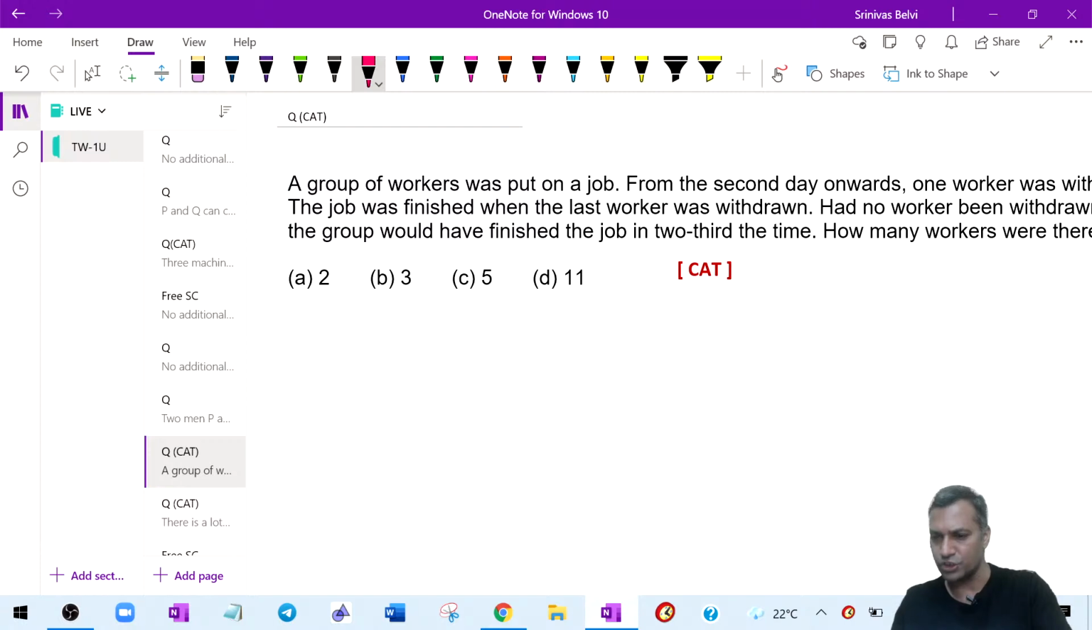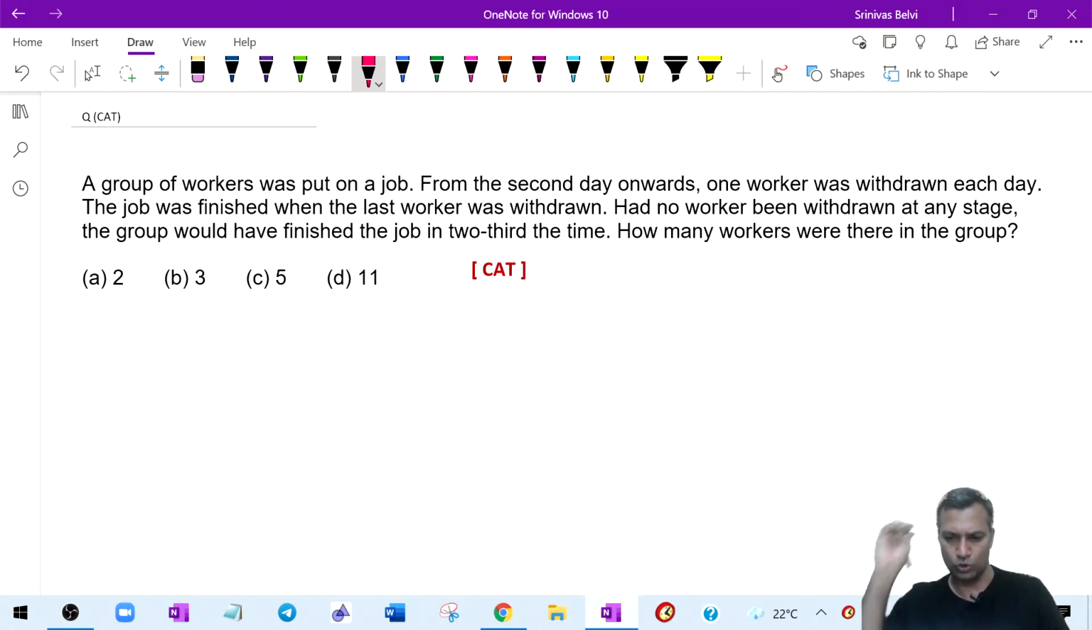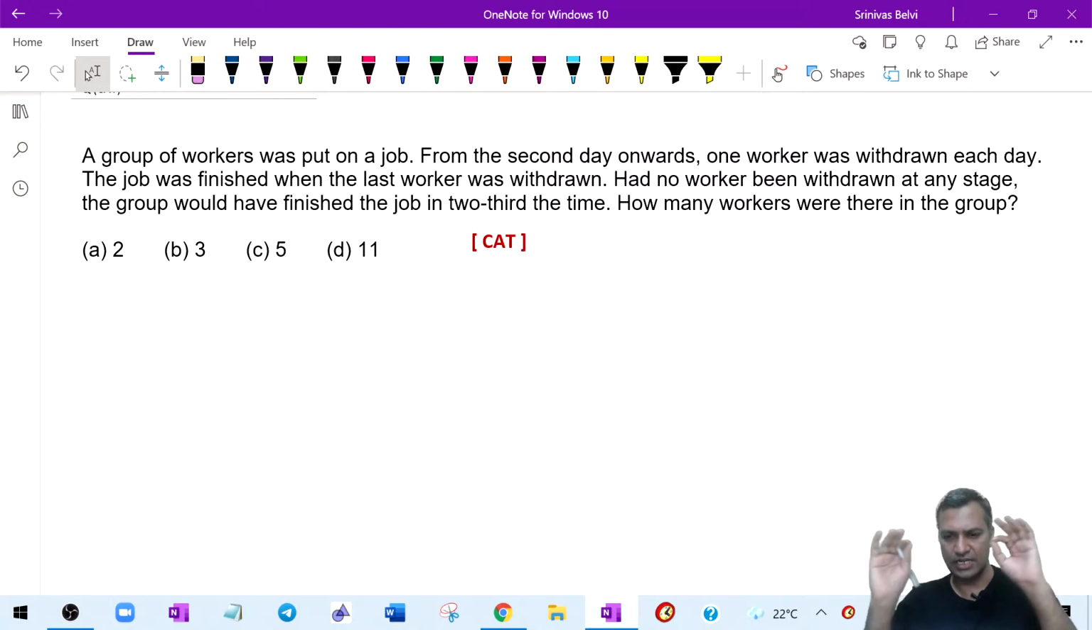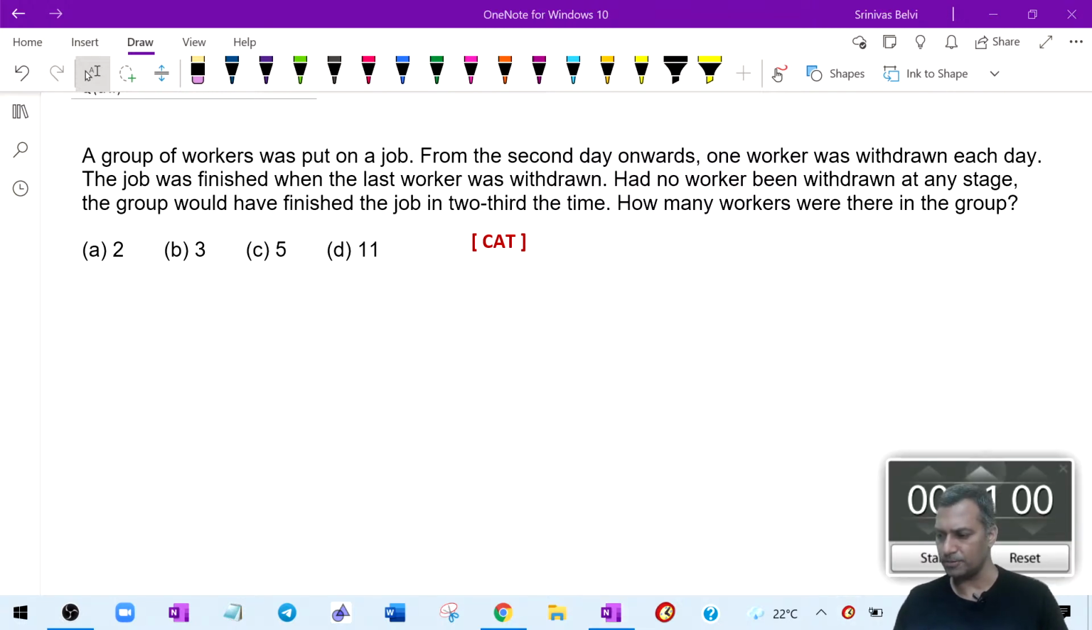Let's do a couple more questions. Yeah, another beautiful CAT question. Worded as it is. Try this. We'll stop with this question and then we'll continue the discussion tomorrow maybe. Let's try this. Everybody try this. Beautiful question. Shouldn't take much time.